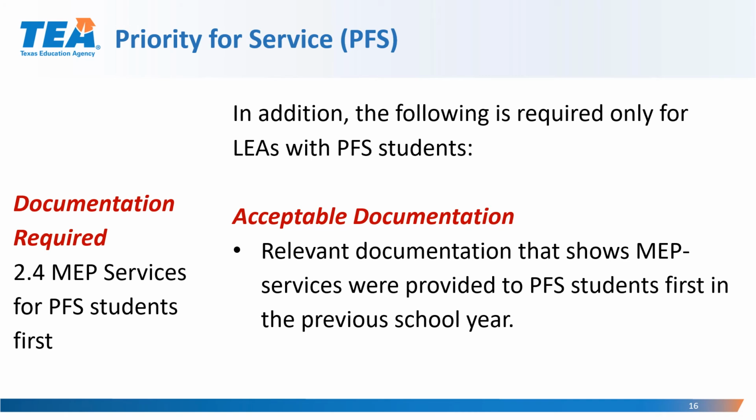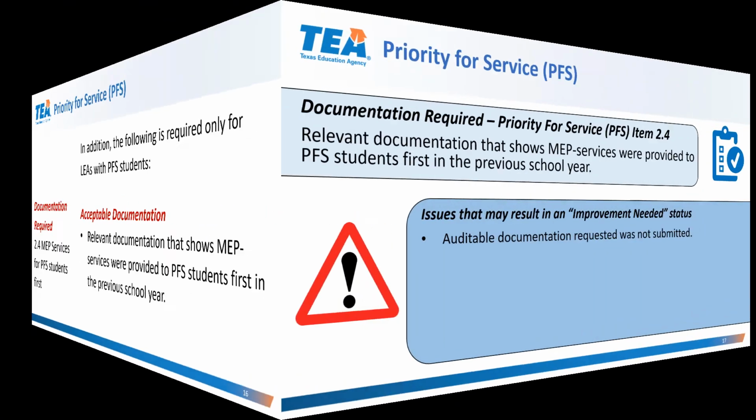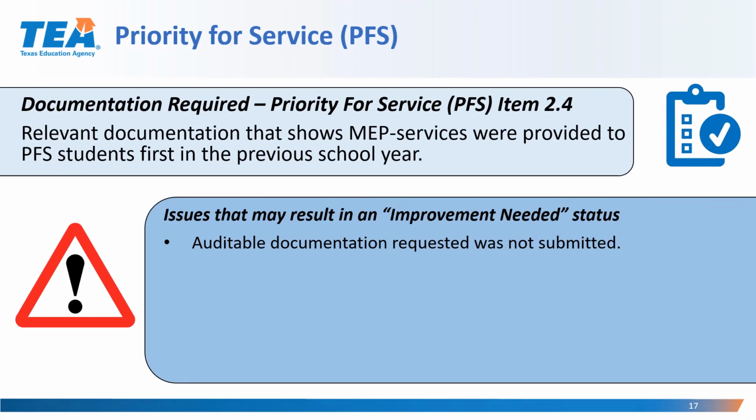Documentation for requirement 2.4 is the MEP services for PFS students first. This is only a requirement for LEAs that had PFS students. The acceptable documentation is relevant documentation that shows the MEP services were provided to PFS students first in the previous school year. Again, for item 2.4, please provide the relevant documentation that shows the MEP services were provided to PFS students first in the previous school year. Issues that might result in an improvement needed status are auditable documentation requested was not submitted.